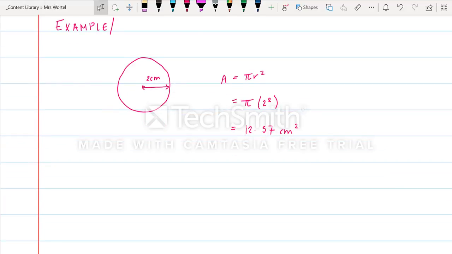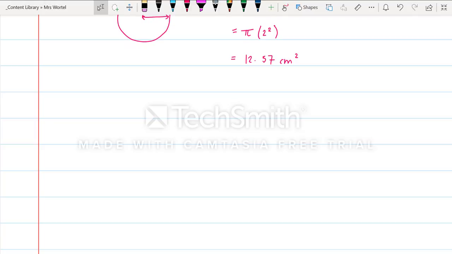So I'm going to give you guys an example to work through now. See if you can find the area of this circle with a radius of 6 meters. So pause the video at this point, go and work out the area of that circle, come back and see if you got it right.